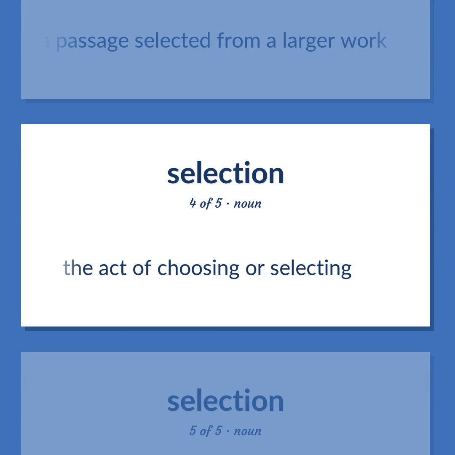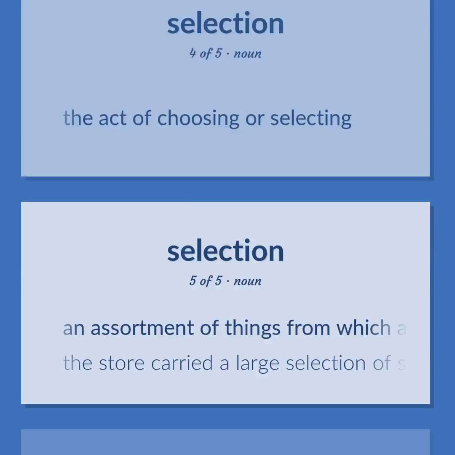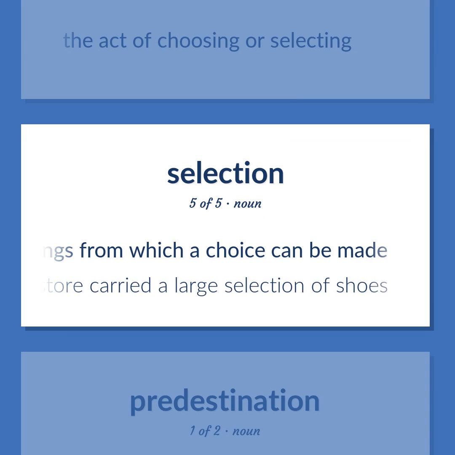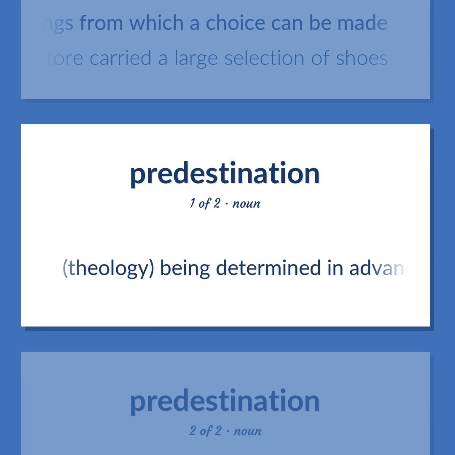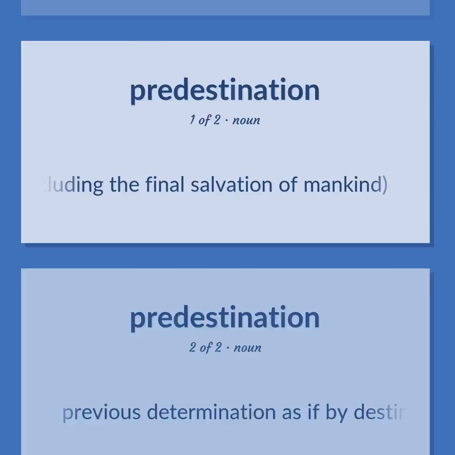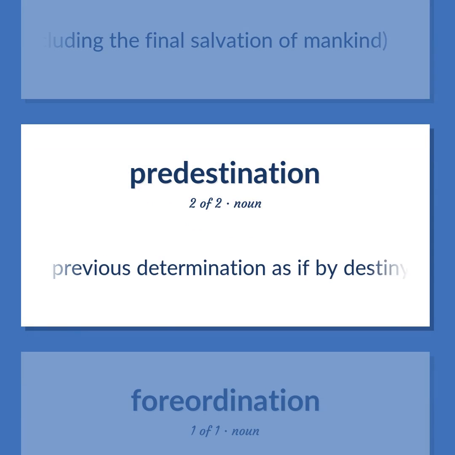The act of choosing or selecting. An assortment of things from which a choice can be made. The store carried a large selection of shoes. Theology, being determined in advance, especially the doctrine, usually associated with Calvin, that God has foreordained every event throughout eternity, including the final salvation of mankind. Previous determination as if by destiny or fate.